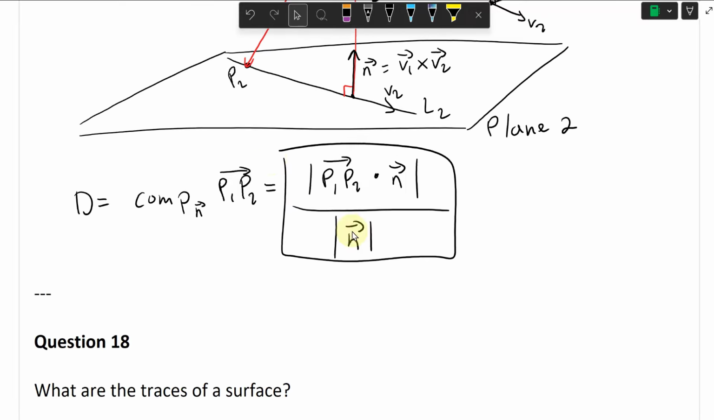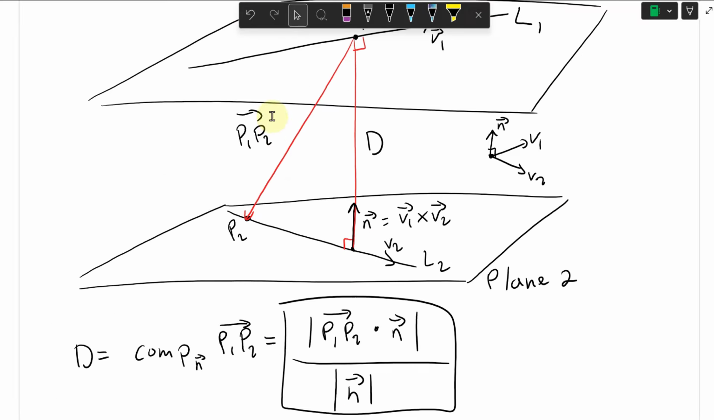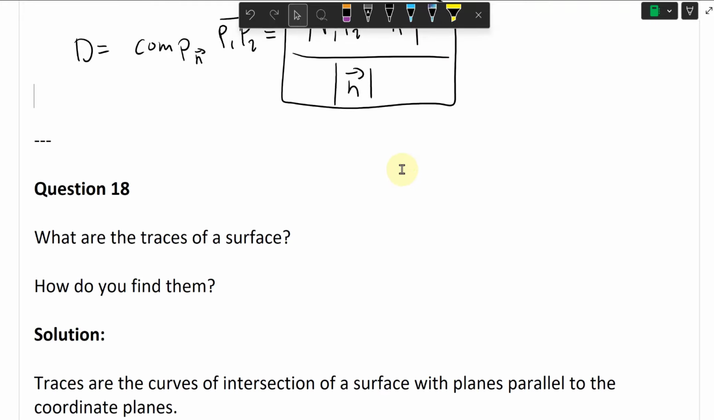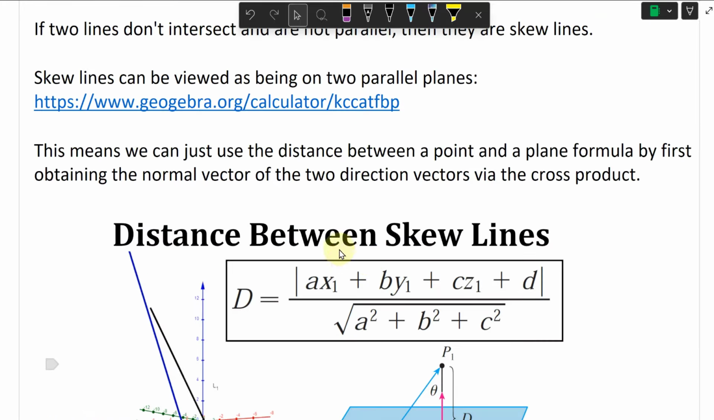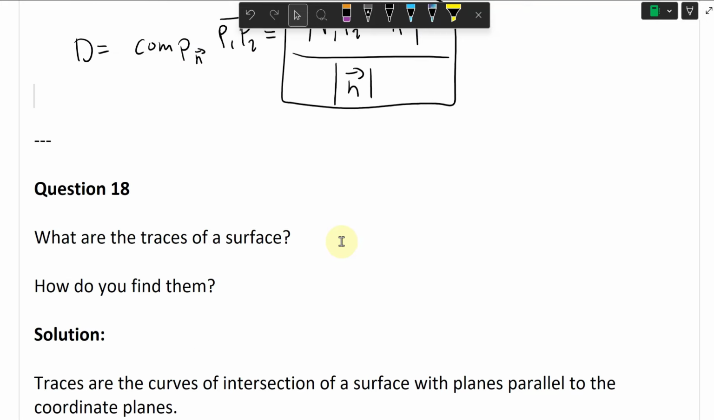Yeah, and that's the distance between two skew lines, just using parallel planes and so on to get it solved. And watch my earlier video on this one as well. Again, this will be in the sections playlist.